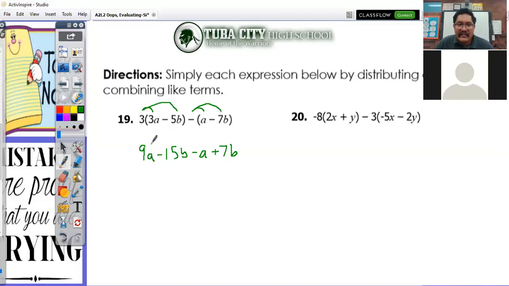Combine your a values, 9a minus, well, 1a, because remember, if you don't see a number in front of a variable, the coefficient is 1. Now we have a negative number. My negative number is bigger than my positive number for b, so it's going to be negative 8b. 7 minus 15 is negative 8. Or again, we know it's going to be negative. 15 minus 7 is 8.